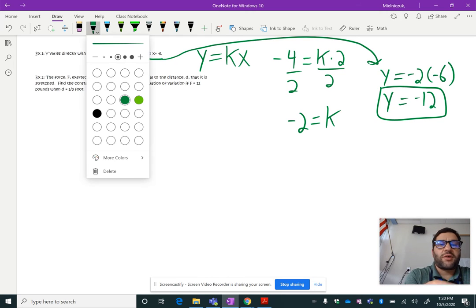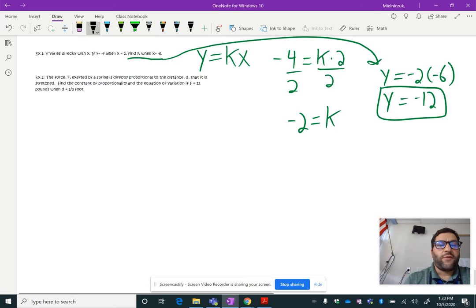All right, let's look at another problem. The force F exerted by a spring is directly proportional to the distance d that is stretched. Find the constant of proportionality in the equation of variation if F equals 12 pounds when d equals 1/3 foot.